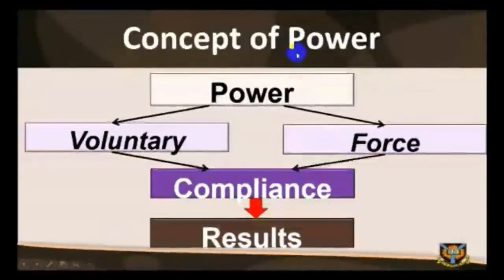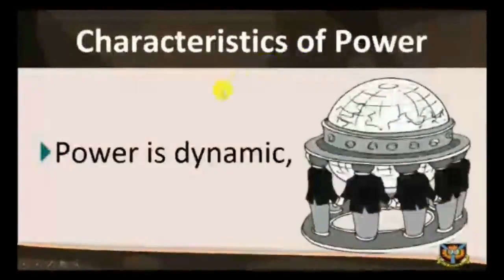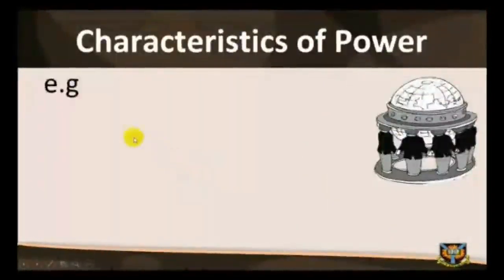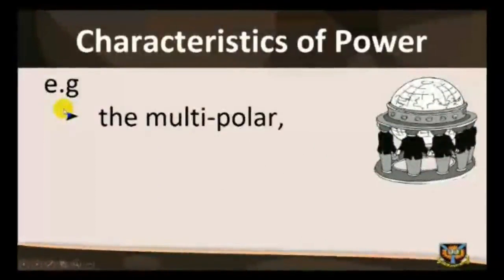Characteristics of power. Let us now examine some of the characteristics of power. A. Power is dynamic. Power is not static. It is constantly undergoing changes. In the international system, empires have been known to rise and fall. Some states were considered very powerful in the recent past, but they are no longer as powerful as before for various reasons, or they may not even be in existence anymore.